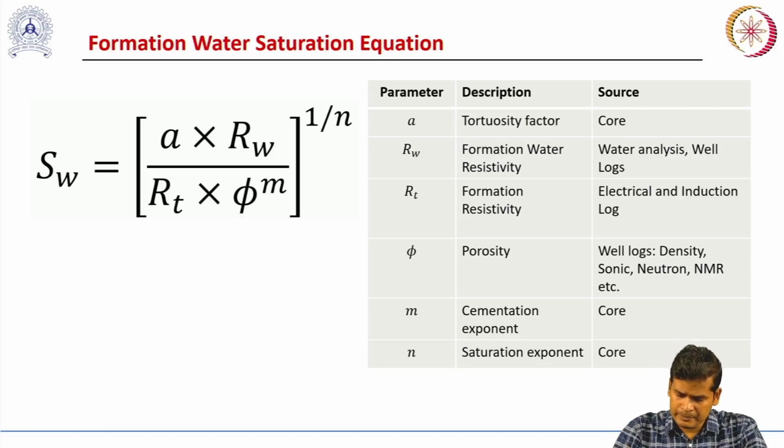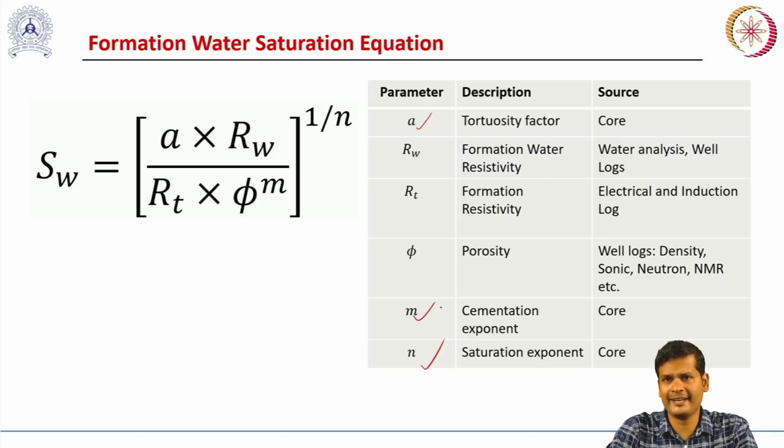For example, generally we calculate the value of a, m and n through core data. They can also be estimated from the well log analysis as well, but generally the core methods, where we can measure the formation resistivity factor and the resistivity index from core collected from the well bore at different water saturations, are used, and the value of a, m, n can be computed.